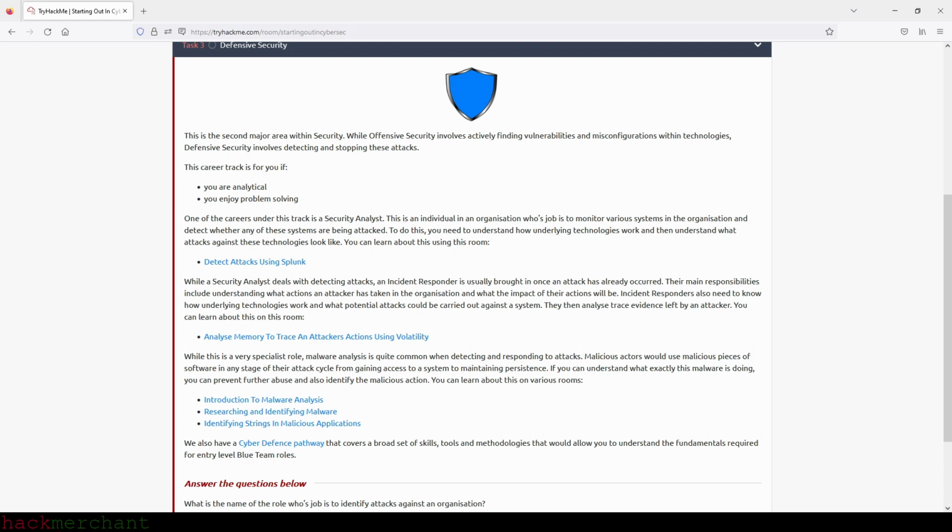To do this, you need to understand how underlying technologies work and then understand what attacks against these technologies look like. You can learn about this using this room, which is Detect Attacks Using Splunk.